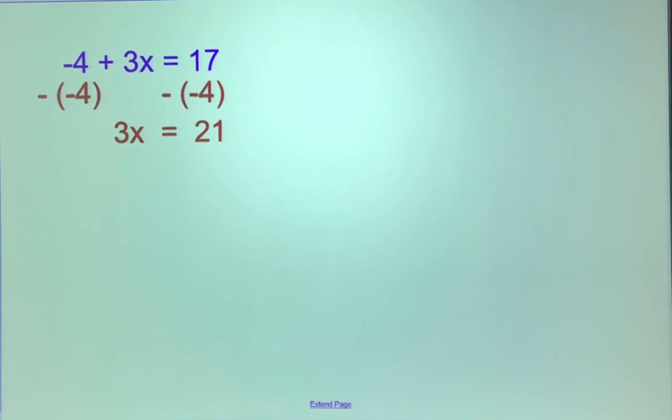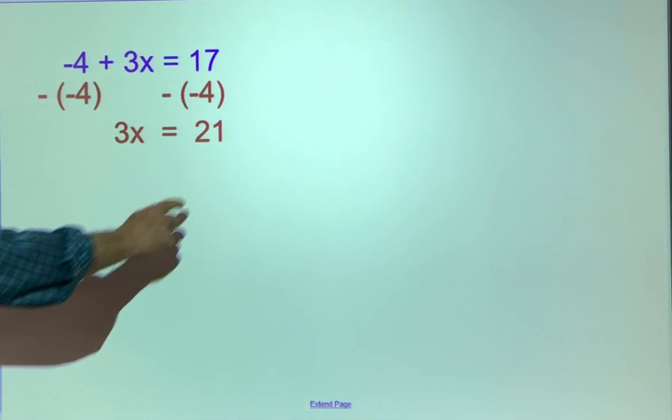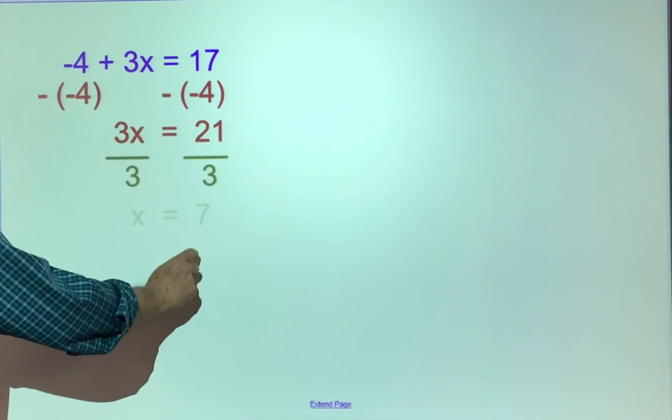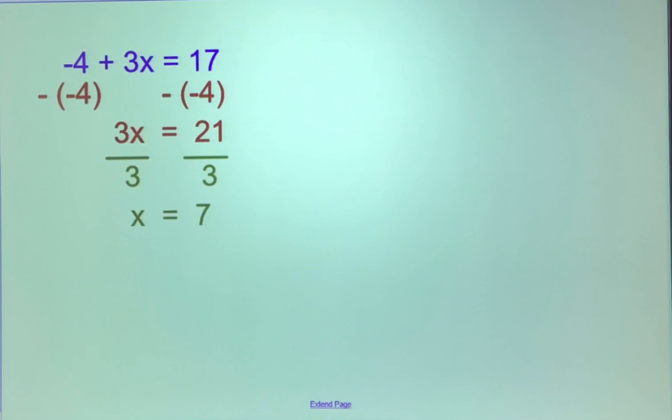Now we just have 3x to undo. Well, 3x means 3 times x, so we need to divide both sides of our equation by 3. When we divide both sides by 3, on the side with the variable, well, 3 divided by 3 is 1, and 1 times x is x. And so we have x by itself. And on the right-hand side, we have 21 divided by 3, which is 7. So our solution to this one is x is equal to 7.